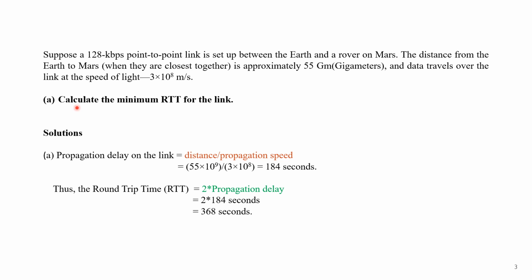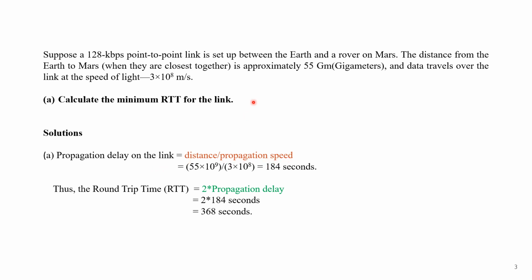So what is the first question? The first question is to calculate the minimum RTT for the link. So what is RTT? RTT is nothing but round trip time. How to calculate the RTT? First you have to calculate the propagation time or the propagation delay. What is the formula for it? The formula for calculating the propagation delay or propagation time is distance divided by propagation speed.